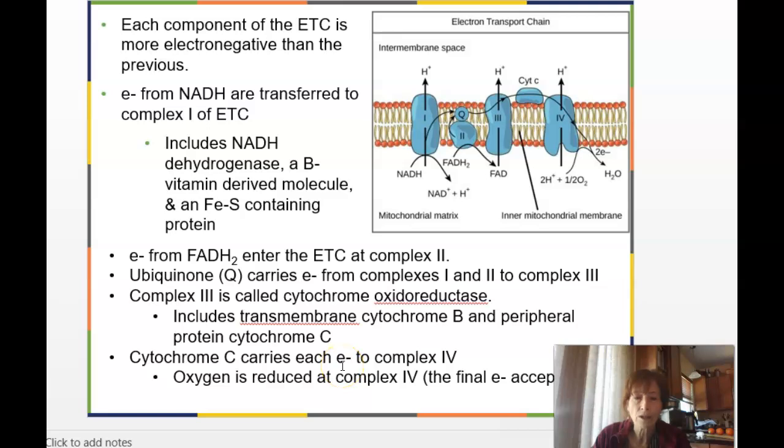All I really want you to know here is that there are these carrier molecules which have high affinity for electrons, and that the electrons from the NADH and the FADH2 are going to be shuttled along this pathway, and the protons, or the hydrogen ions you see here, are going to go into this intermembrane space. So that's what you need to remember from this slide.